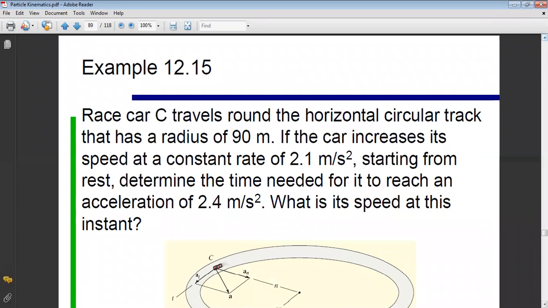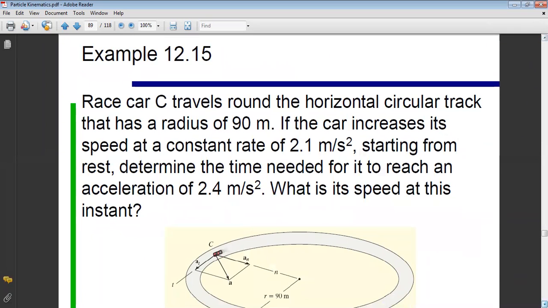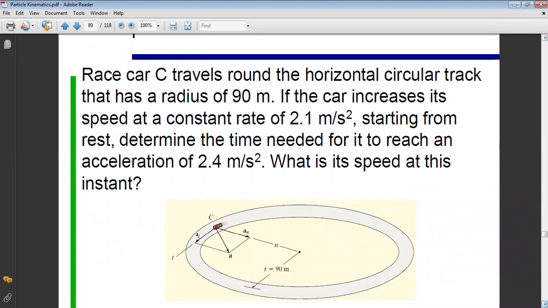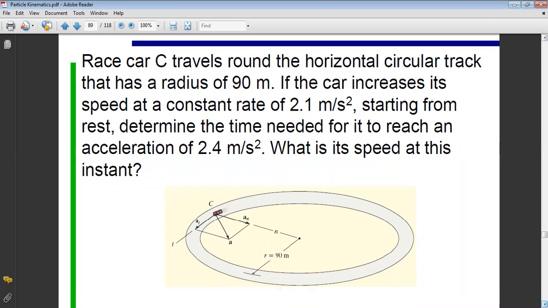Okay, another example. We have that the race car C travels around the horizontal circular track that has a radius of 90 meters. If the car increases its speed at a constant rate of 2.1 meter per second square, starting from rest, determine the time needed for it to reach an acceleration of 2.4 meter per second square. And what is the speed at this instant?